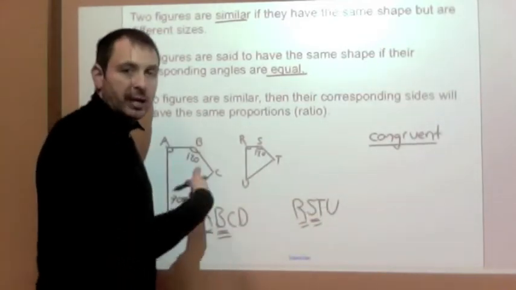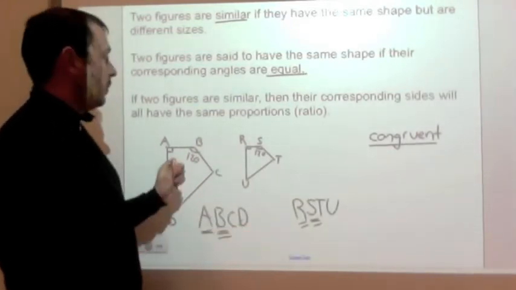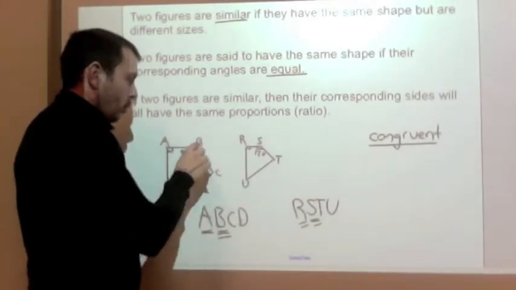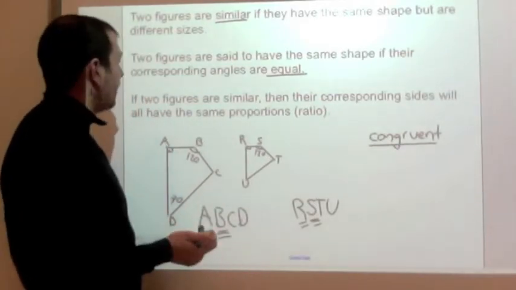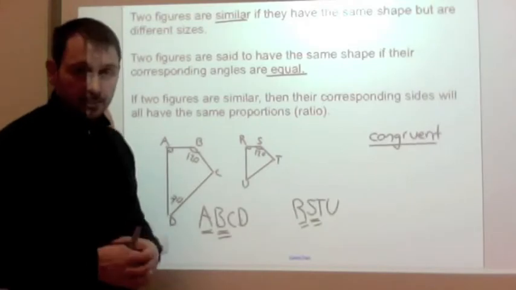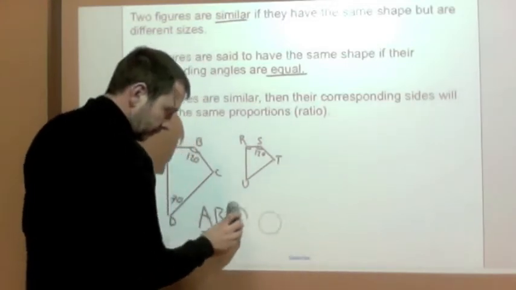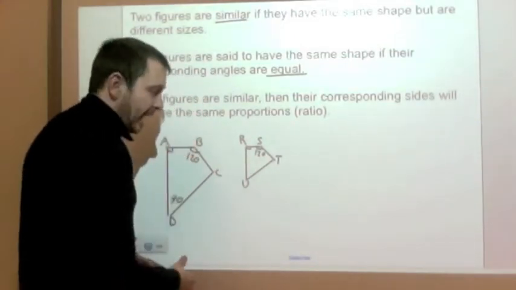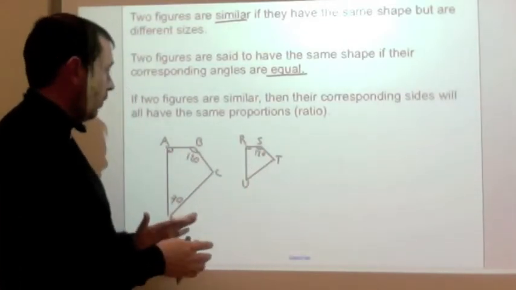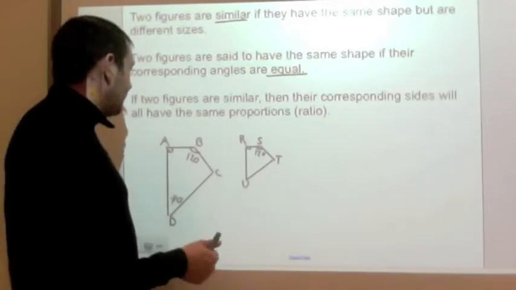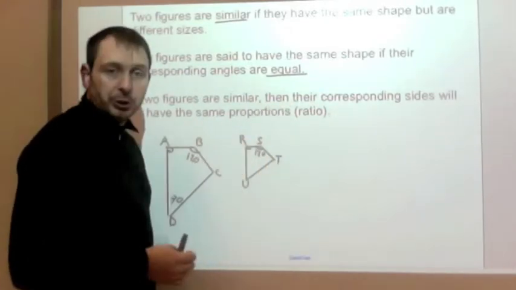So first, in naming them, make sure they go in the same order. And then the first one corresponds to the first one of the next one. So they are similar if corresponding angles are equal: 90, 90, 120, 120, 70, 70. Now, these are similar, and I know they're similar because they have the same or equal angles for all their corresponding corners: 90, 90, 120, 120, 70, 70. So, because I know they're similar, it means that their corresponding sides will have the same proportions or ratios.